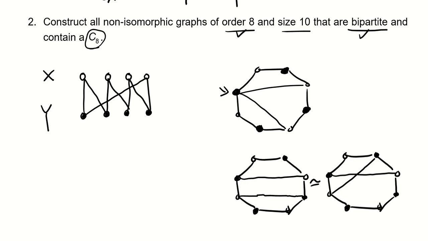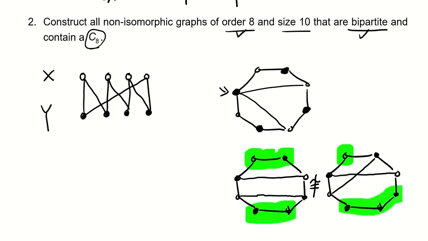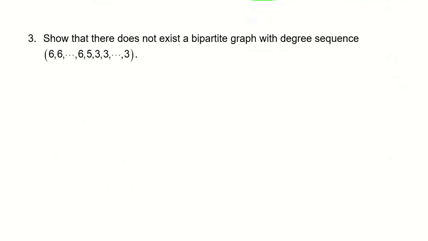I claim that these two are not isomorphic because the subgraph induced by all degree 2 vertices are different. One will be a union of 2 K2, and the other one is a union of K1 and a path. So they are 2 different graphs. So with this, these are the only 3 non-isomorphic graphs of order 8 and size 10 that are bipartite and contain a C8. So we'll move on to question 3.